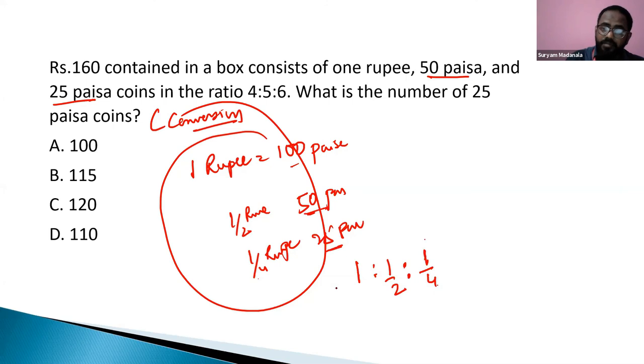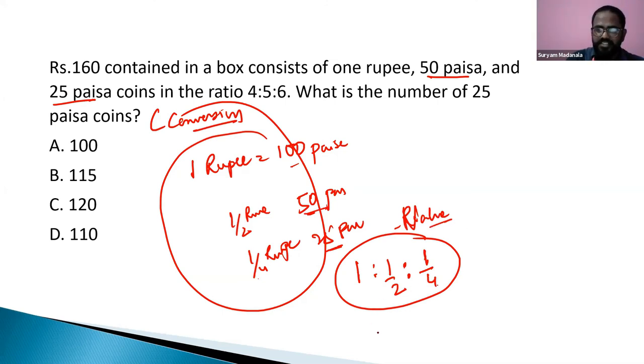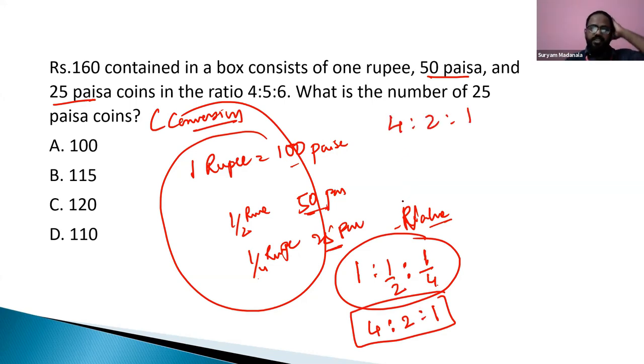If this is the rupee denomination, the value of the denomination, if I multiply this by 4, becomes 4 : 2 : 1. So in this ratio the value is 4 : 2 : 1. The number of coins are in the ratio of 4 : 5 : 6. Okay, I will explain this again.